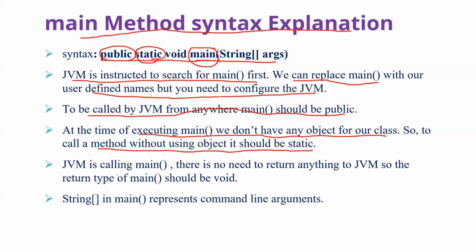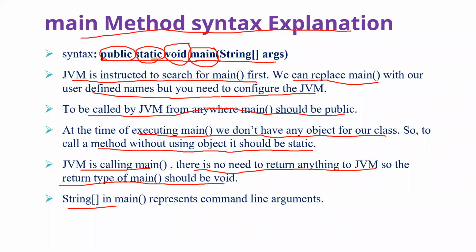And the next one is, why should the return type be void only? Because who is calling the main method? JVM, right? If JVM is calling the main method, is there any requirement to return something to the JVM? There is no requirement to return anything to the JVM. So the return type of the main method should be void only, because the main method will execute and won't return anything to the JVM. So declare its return type as void only.